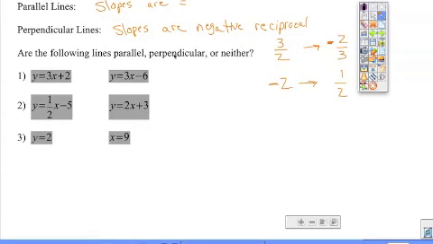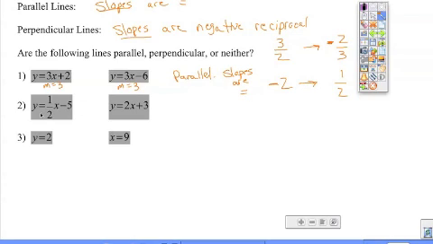Are the lines parallel, perpendicular, or neither? We want to look at slopes. Well, number one, these are in y equals mx plus b, or slope-intercept form. This one has a slope of 3. This line also has a slope of 3. These are parallel because the slopes are equal.